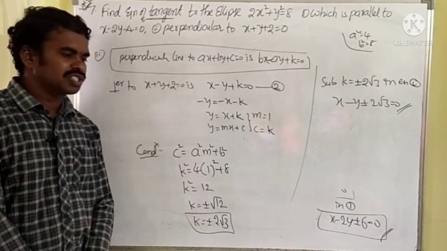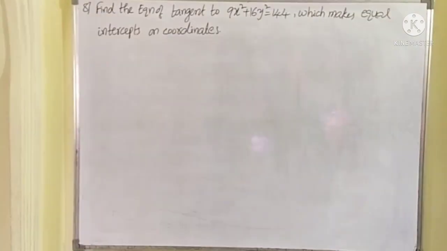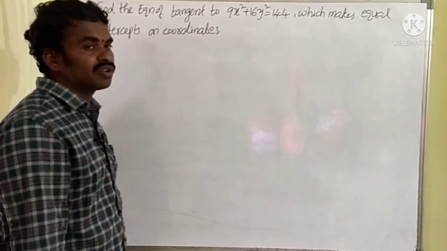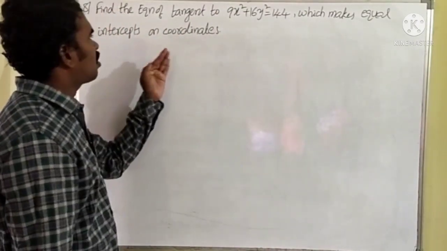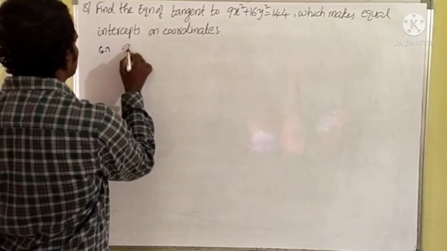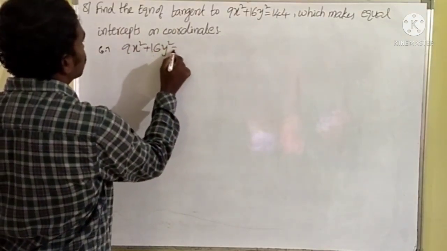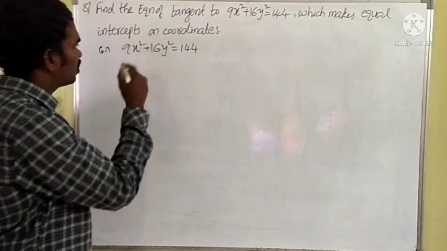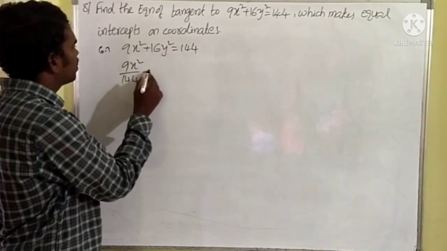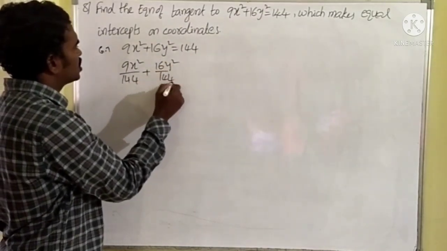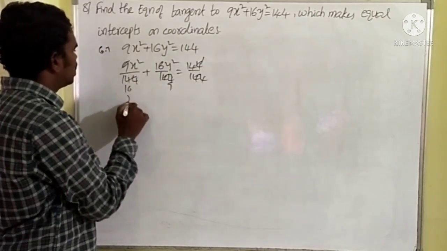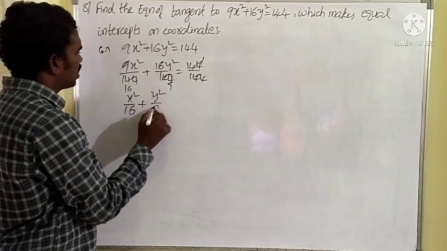Next, see one more question, the 8th question. Find the equation of tangent to 9x square plus 16y square equal to 144, which makes equal intercepts on the coordinate axes. First, the given ellipse is 9x square plus 16y square equal to 144. Generally we should transform it into the general form. On the right side 144 is there, so dividing by 144 on both sides, 144 by 144 gets cancelled, and we get x square by 16 plus y square by 9 equal to 1.